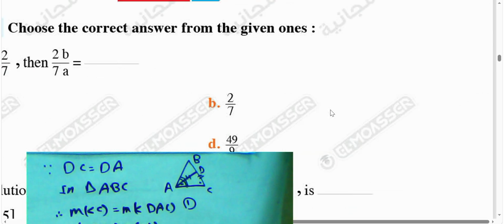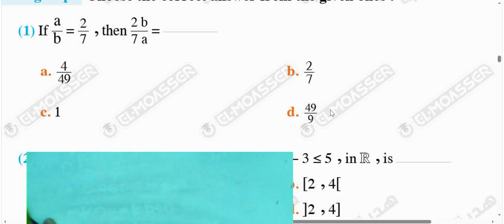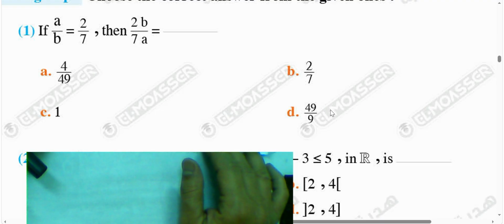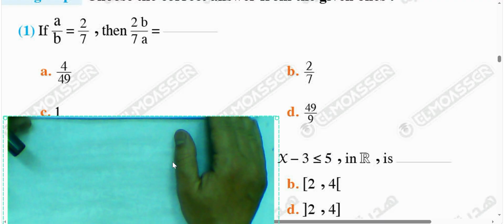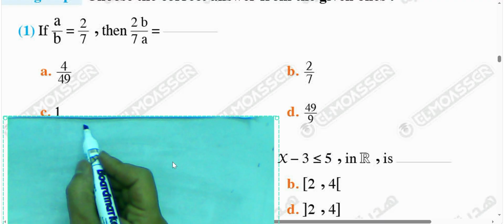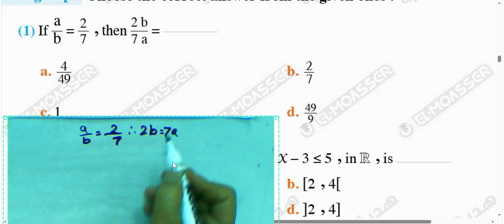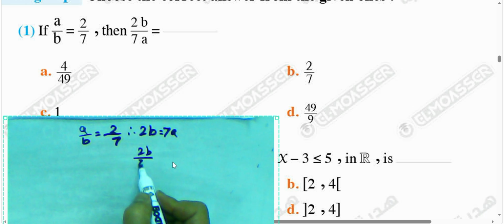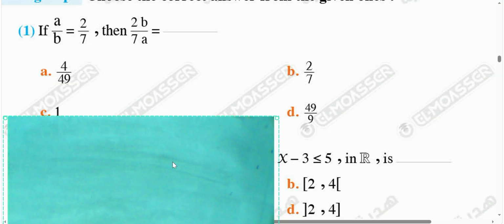Okay, question number 1. If A over B equals 2 over 7, then what is 2B over 7A? To solve this example, you can use the product of extremes equals the product of means. You know these properties? Okay, listen to me here. We have A over B equals 2 over 7, then 2B equals 7A. If we divide them together, 2B over 7A, they are equivalent, so the result will be 1. Next question.